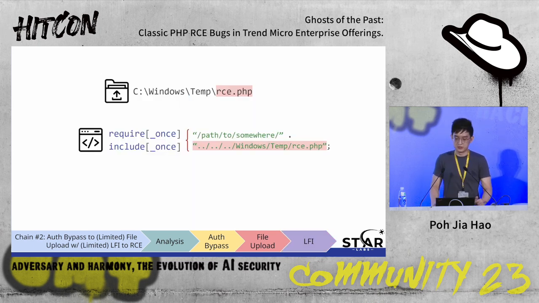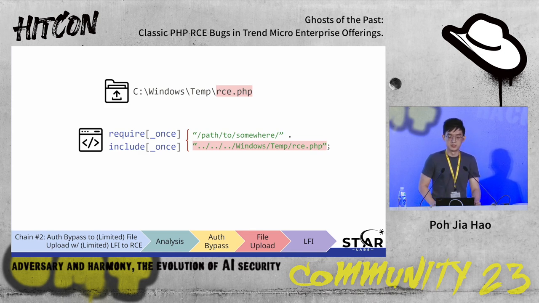Let's imagine that we have uploaded our malicious PHP web shell to the server, and it now resides in the Windows temp directory. We just have to look for an LFI that lets us include this file. We can search for require and include directives to see if there are any instances where we can influence the file path, then point it to our uploaded file.